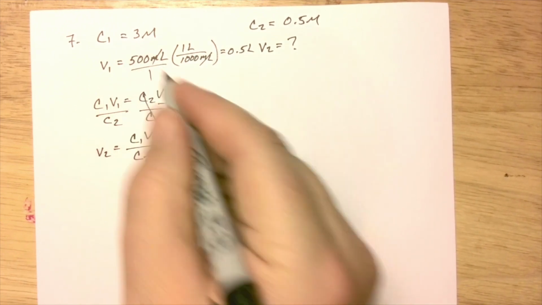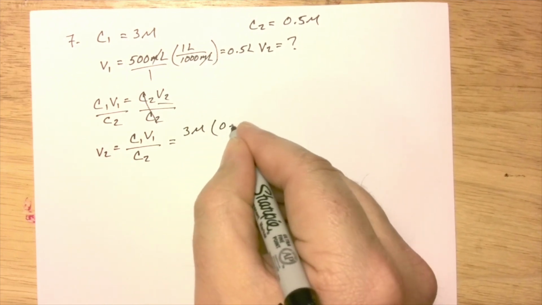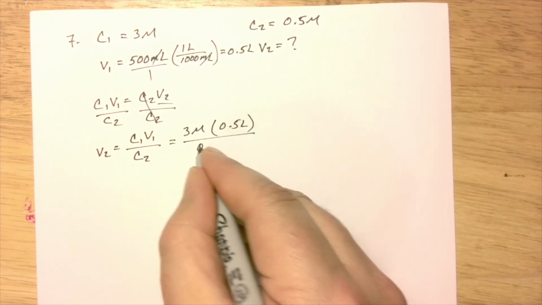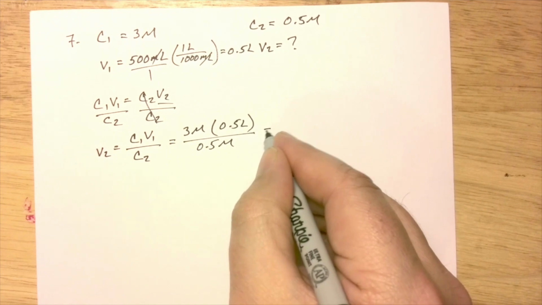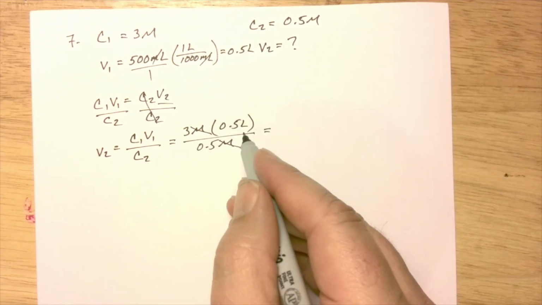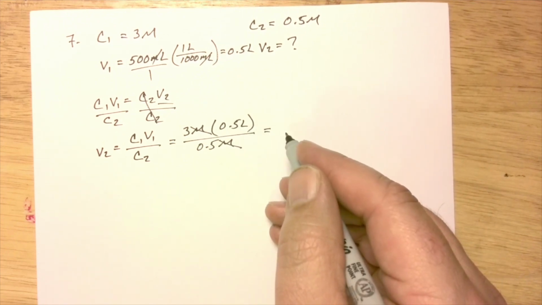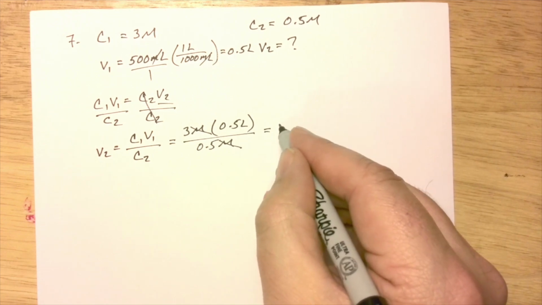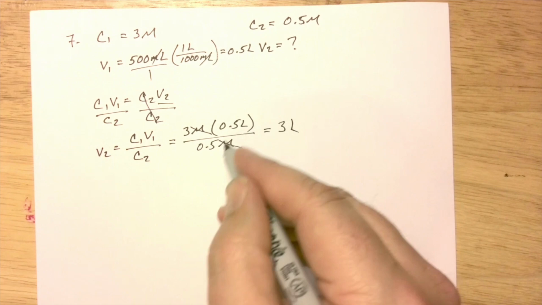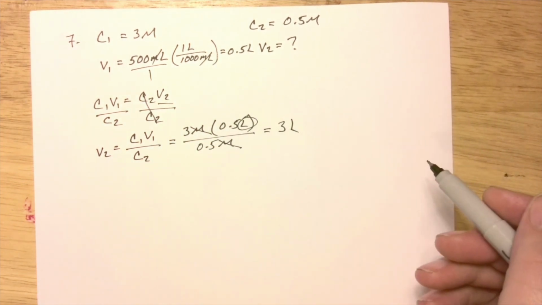So plug in the numbers. We have 3 molar. We have 0.5 liters. And the C2 is 0.5 molar. This way molarities will cancel out. So 3 times 0.5 divided by 0.5. And if you look at it, you should very quickly see that would be 3 liters. These two will cancel out anyway, just leaving you with 3. And the unit left over is liters.